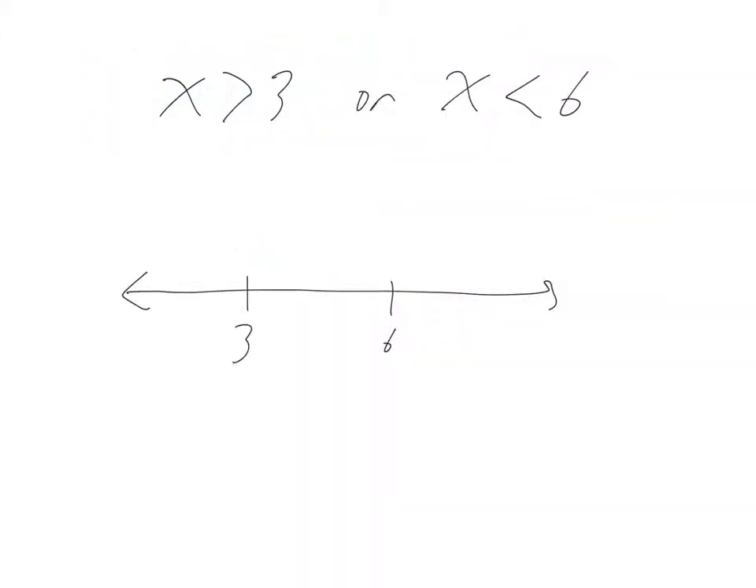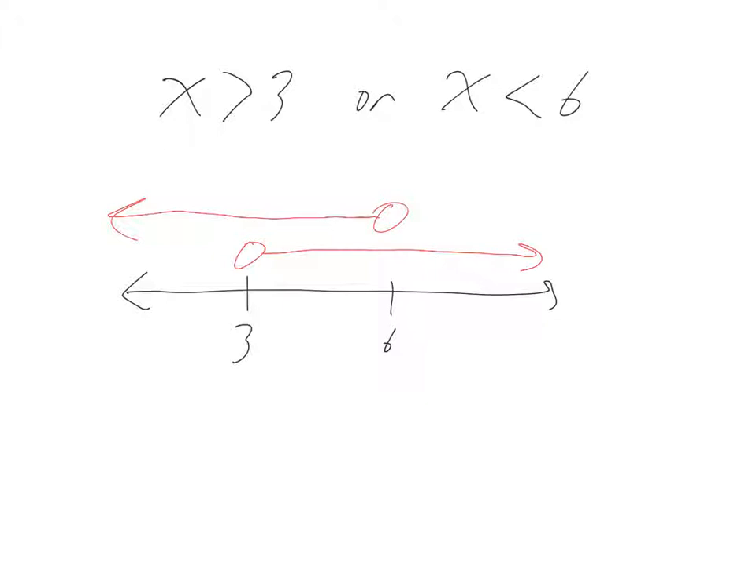One more case here is an "or" situation. Let's say we have this solution, so x is greater than 3, which is all the numbers greater than 3, or x is less than 6, which is all the numbers less than 6. Well, can you think of a number that isn't either greater than 3 or less than 6? Well, neither can I.